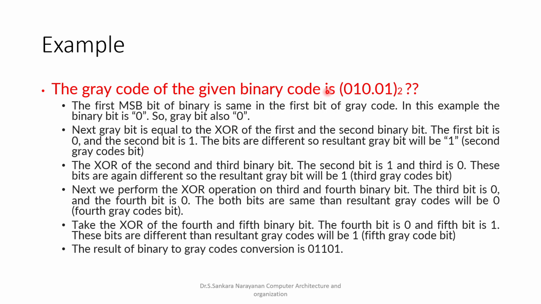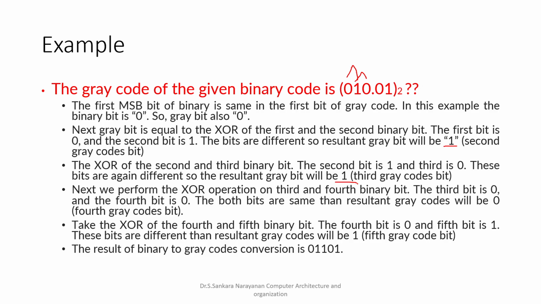The next gray bit is equal to the XOR of the first and second bits, 0 XOR 1. So 0 XOR 1 is 1, since the bits are different. So the resultant gray bit will be 1. Next bit, the XOR of the second and third binary bits: the second bit is 1 and the third bit is 0. So the answer is again 1, and the resultant gray bit will be 1.